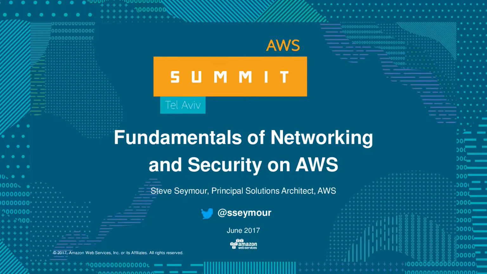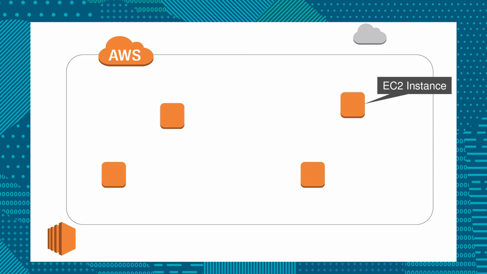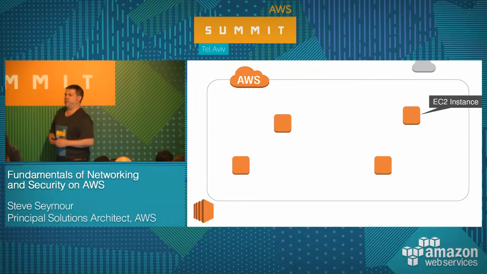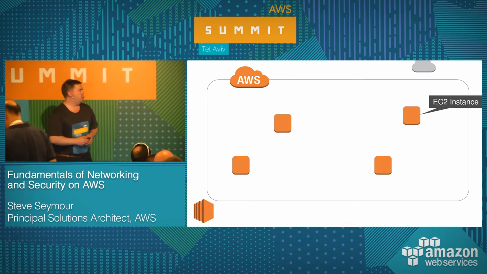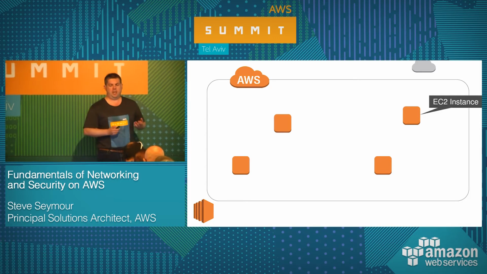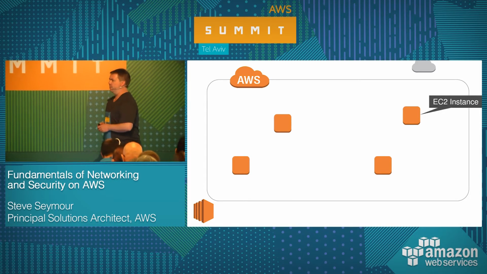And for the next 40 minutes, we're going to be talking about the fundamentals of networking and security and the services surrounding that on AWS. So if you're already familiar with AWS and you've been in some of the previous sessions today, you will have heard about EC2 instances, virtual machines running in the cloud. So you probably are going to be running at least one of those. You might be running more than one. And all of these are running within AWS, running in the cloud.